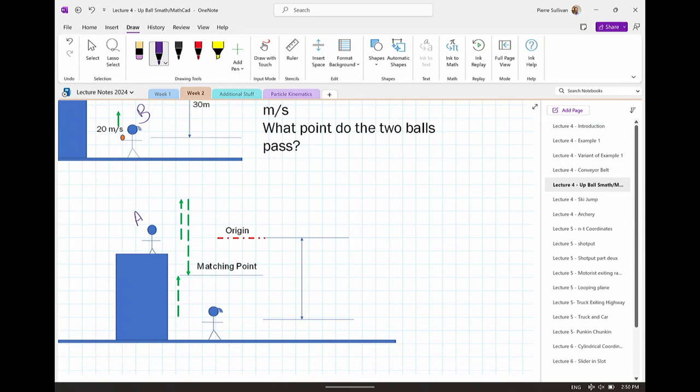So for A, SA equals S naught A plus V naught A T plus 1/2 GT squared. B has exactly the same relationship with different numbers. The trick here is to keep a consistent coordinate system. So because I've defined this as 0, this one starts at minus 30, this one starts at 0.